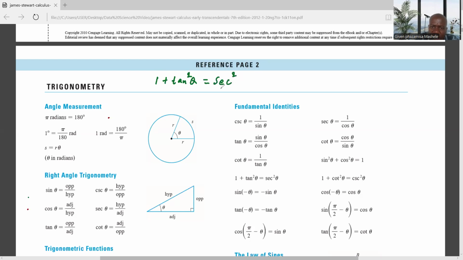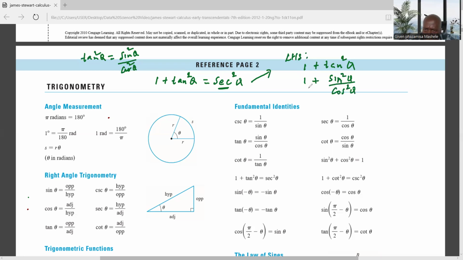Why? Because in grade 12, there were no reciprocals, but let's prove that. When we have 1 plus tan squared theta, we know tan from grade 12. Tan is the same as sine over cos. So if it's squared, it's going to be the same. So we have 1 plus sine squared theta divided by cos squared theta, but that's over 1.